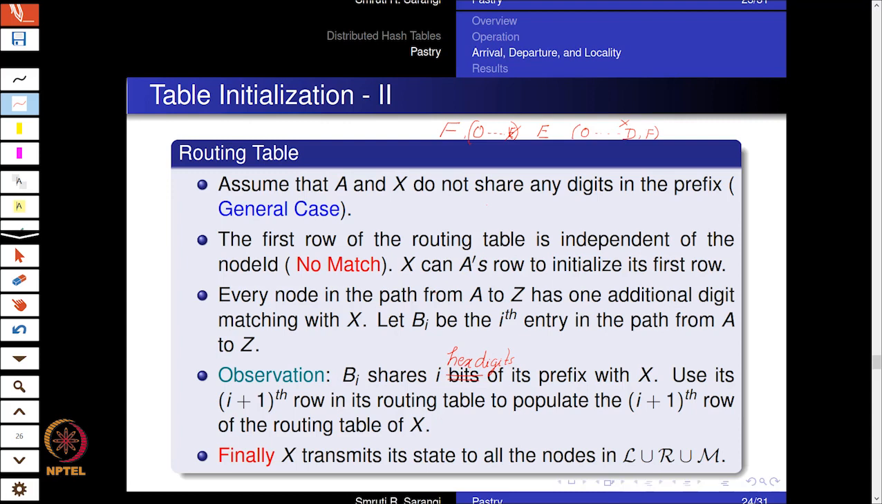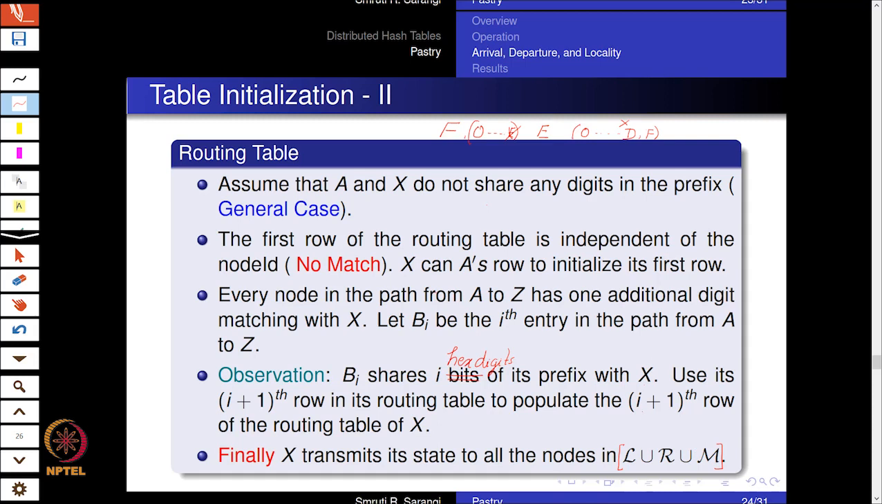So let us now come to the last point of this slide: once X has been added to the DHT, it transmits its state, so it makes itself known to everybody in its leaf set, all the nodes in its routing table, and all the nodes in its neighborhood set, such that they can update their internal state to take X into account.